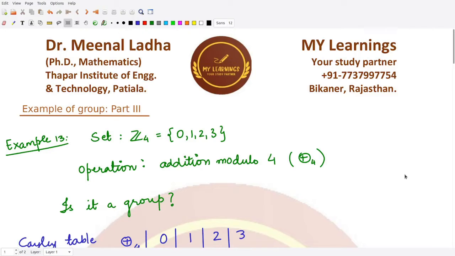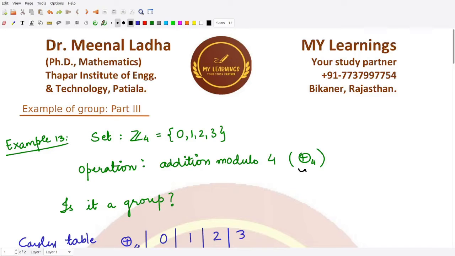So here I am considering the group Z4, right? It contains these four elements 0, 1, 2 and 3. So we have elements starting from 0 up to 3, right? And the operation that we use here is addition modulo 4. Remember we have studied modular arithmetic, so we will make use of that concept here.